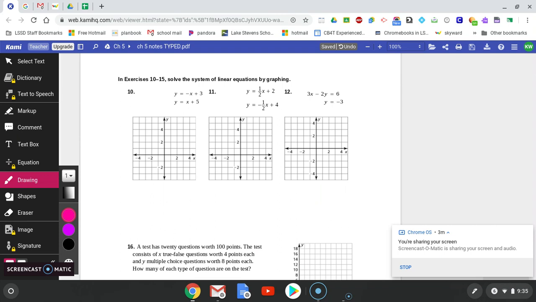Okay, so number 10, the first equation has a y-intercept of 3, so that's the first point I'm going to put, and a slope of negative 1, which means up 1, left 1, or down 1, right 1. So there's my first point.